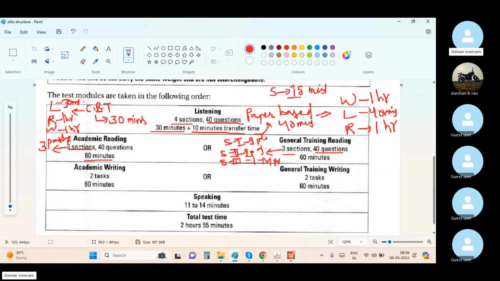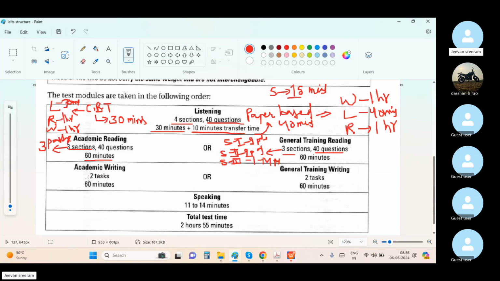More general content can be seen in general training reading. Again, 60 minutes, 40 questions. It may be a computer-based or paper-based test. The reading contains 3 sections, and the 40 questions should be finished by the 60th minute.